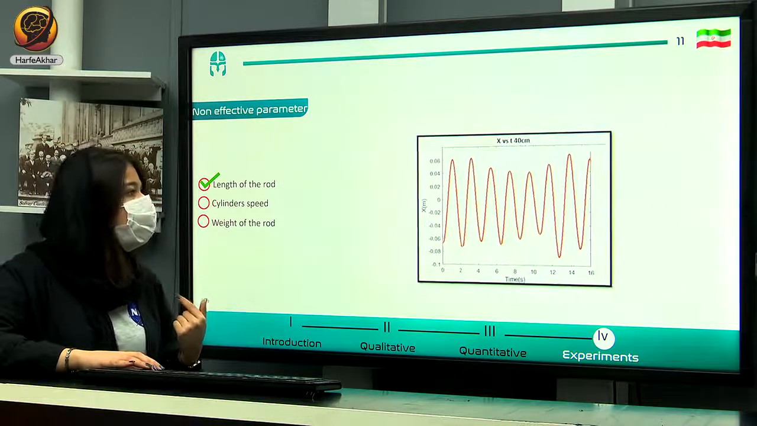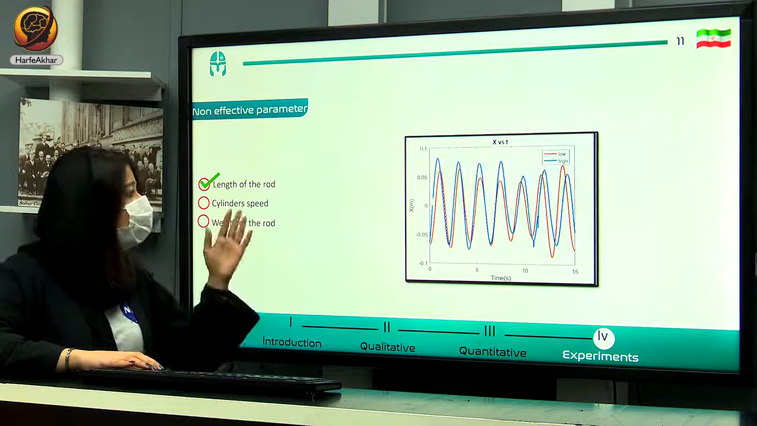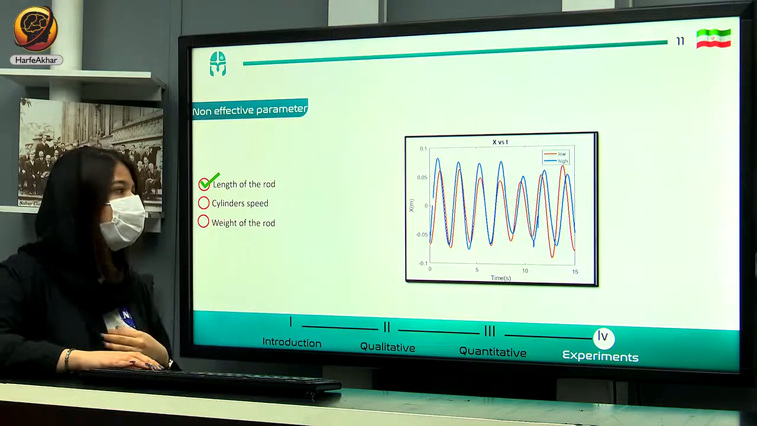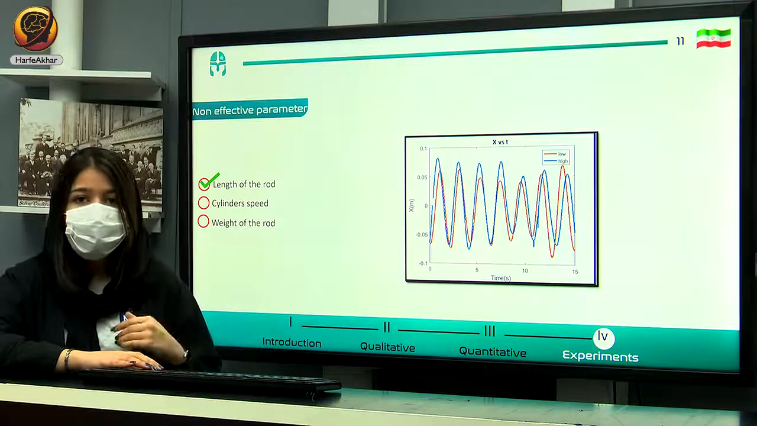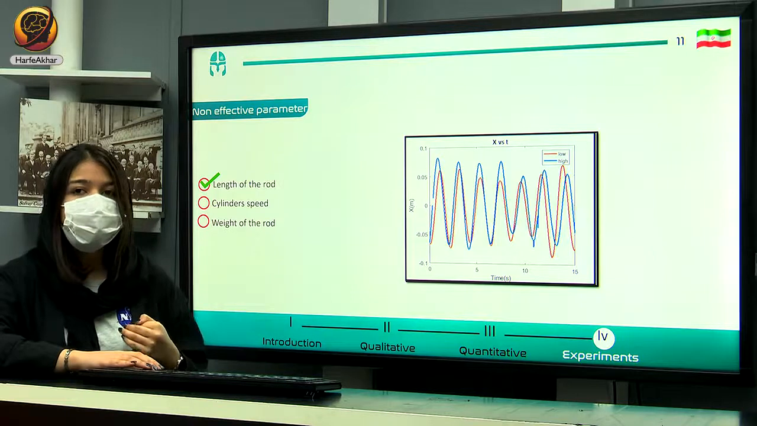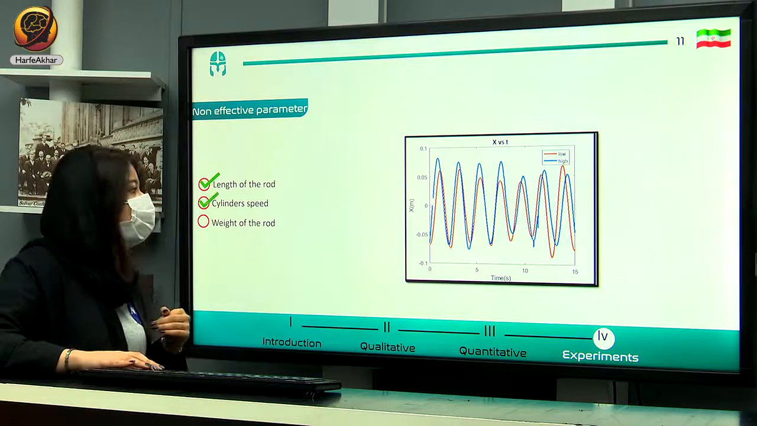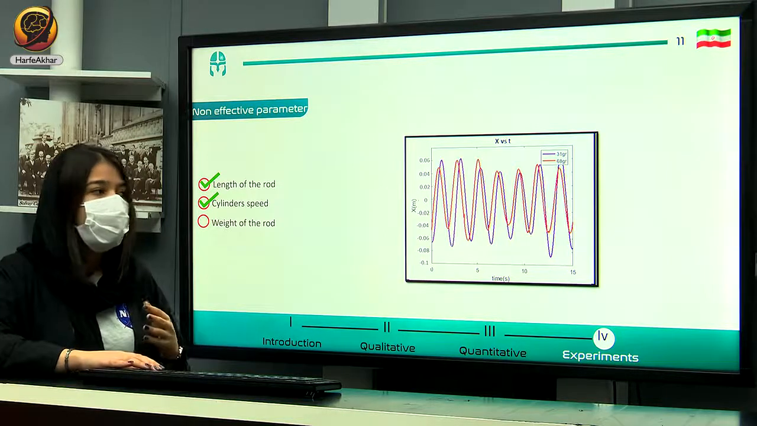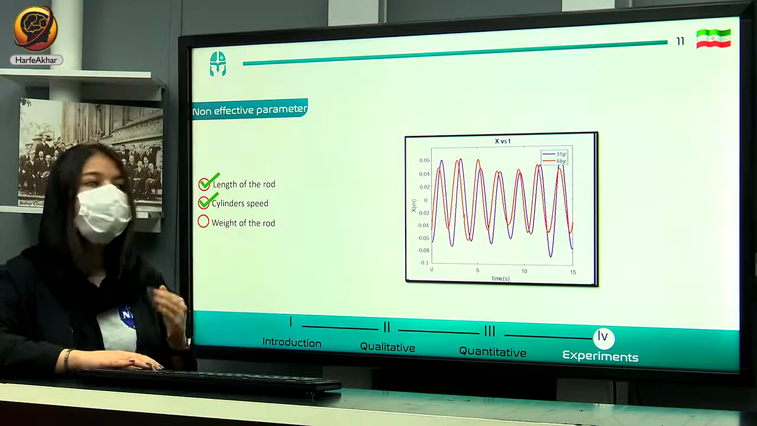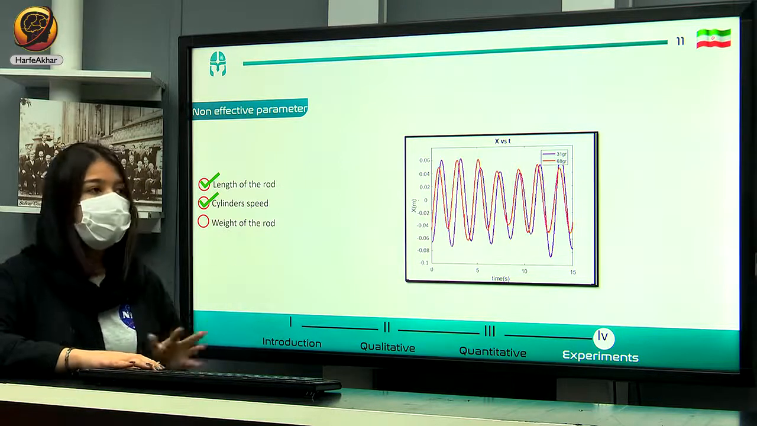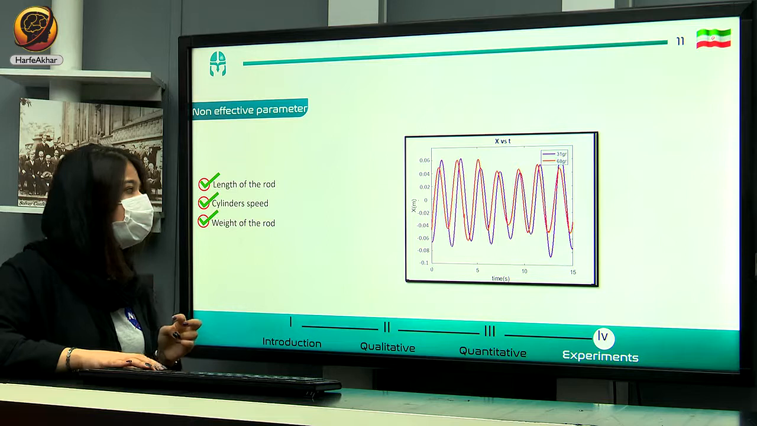When I changed the speed, the higher and the lower speed, the domain and the frequency were approximately the same. And that shows that changing the cylinders' speed cannot affect this phenomenon, and the domain and the frequency will be the same in all cases. My third not effective parameter was the weight of the rod. I put something inside the rod in order to change the weight of it. So here we have 31 and 68 grams, and the frequency is the same in both of them.